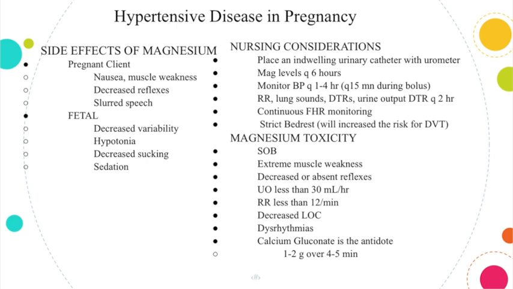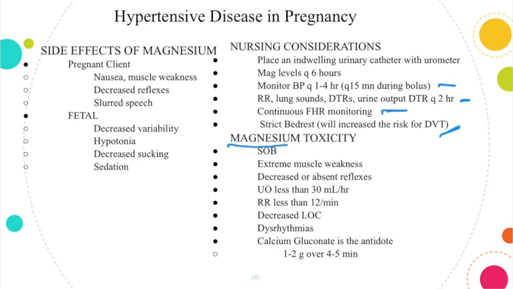When somebody is on magnesium, it can be really hard on your kidneys. Plus, if they're sick enough to be on magnesium, their kidneys aren't working that well anyway. So you want to put a Foley catheter in. And again, follow your policy of the hospital. But it's not uncommon to have a Foley catheter put in with the urometer there, because you can measure really closely the urine output. They're going to be on MAG levels every 6 hours or so. We want to be checking our blood pressure and our DTRs more often. Continuous fetal monitoring, because again, it goes to the baby, and strict bed rest with the understanding that there's an increased risk of a DVT when they're on bed rest.